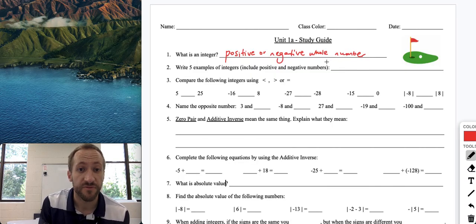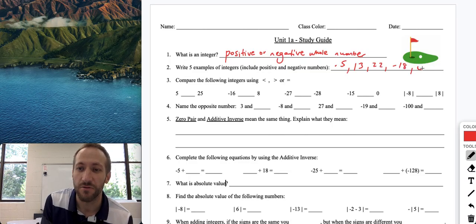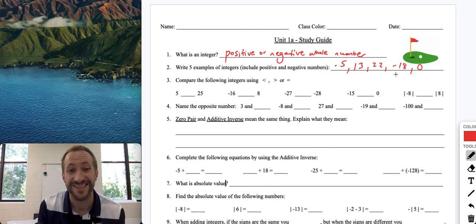All right, so write 5 examples of integers. There's literally an infinite amount of integers we could write. So I'll give some basic ones. -5, 13, 22, -18, and 0. 0 often gets overlooked, but 0 is an integer. It's not positive or negative, but it is an integer.